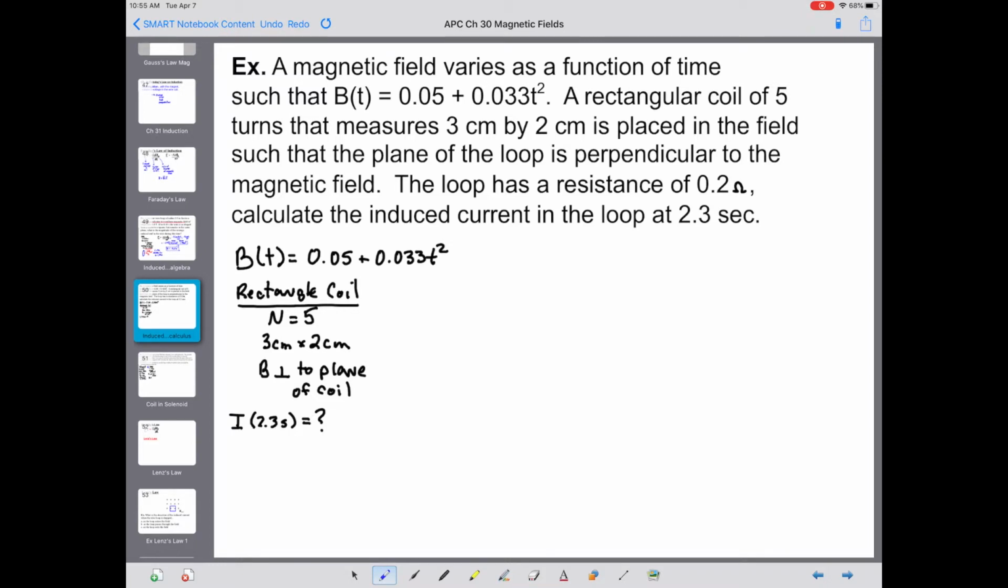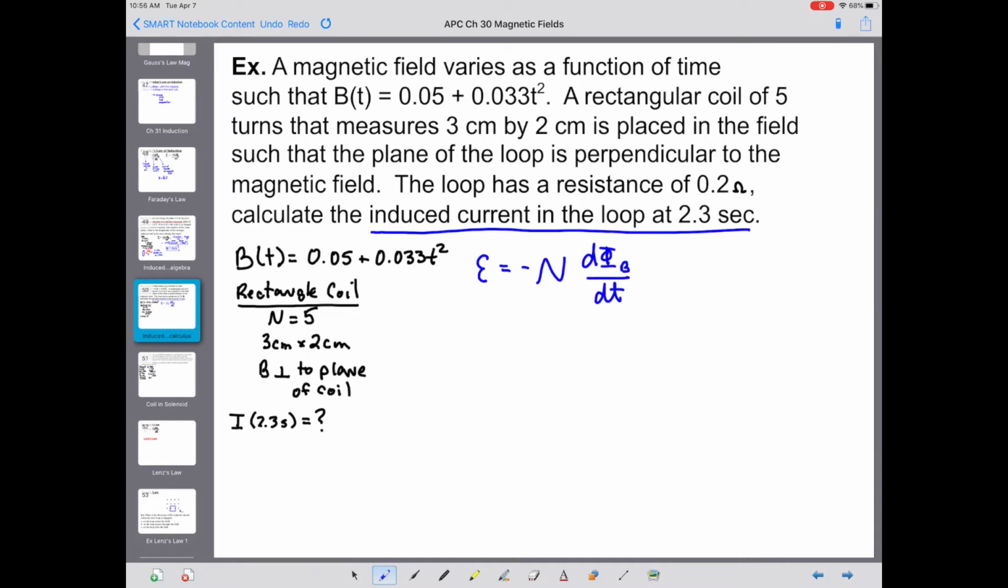So take a look at another example. Here we have a magnetic field varying as a function of time, and you've got an equation, a rectangular loop, and you're given the dimensions. And similar to the last one, B is perpendicular to the coil. So we could draw a diagram very similar for this one to the one we did on the last one. B and A are going to end up being in the same direction. Now, what we want to find is the induced current in the loop at 2.3 seconds.